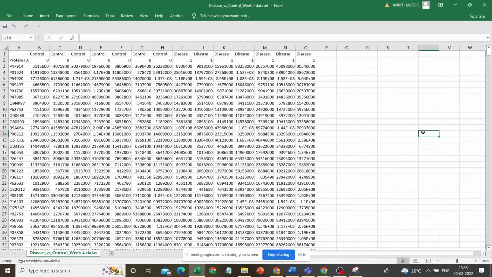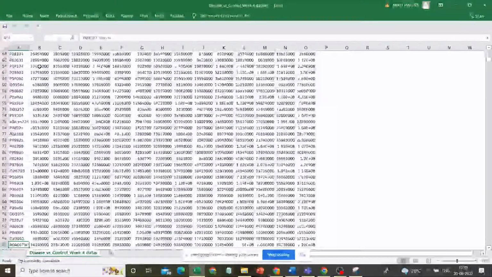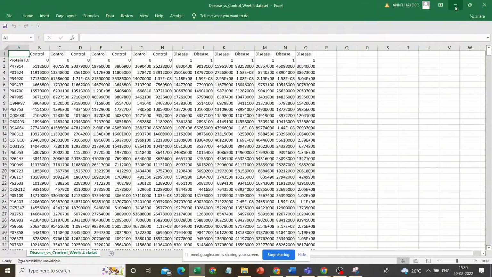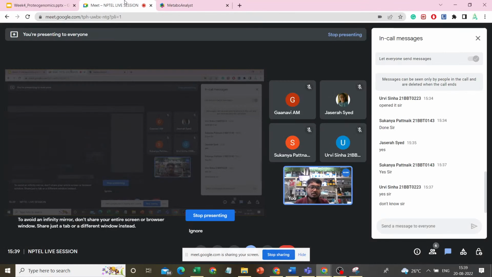So you all can check that this is the dataset format where you have the control. So you have 7 controls and the 7 diseases, right? And we have mentioned it as 0 and 1, and these are the different protein IDs, and these are their intensities across the control and disease. So this is the data set. So I think you all are clear with the data set. There is no problem in understanding what kind of data it is, right?